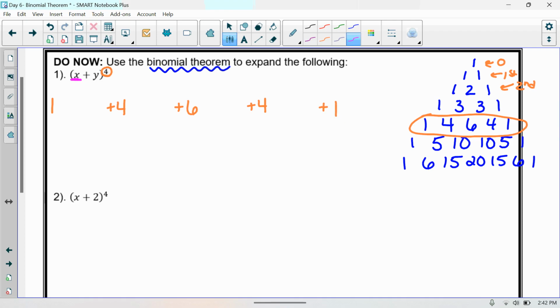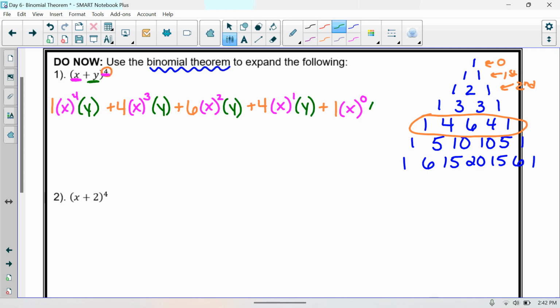Then we take the first term, which is x. Each piece is going to get an x. And then it starts at the 4th and it counts down: 4, 3, 2, 1, 0. Then I take my second piece, which is a y. Each piece gets a y. This time I start at 0 and I count up: 1, 2, 3, 4.